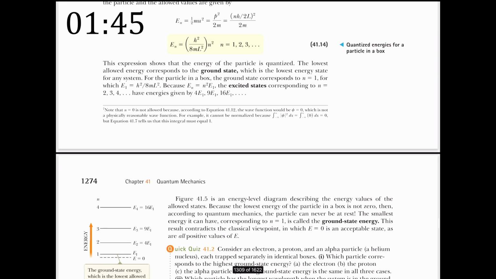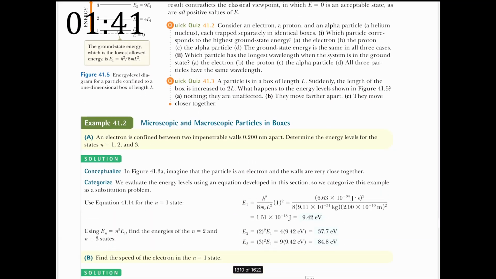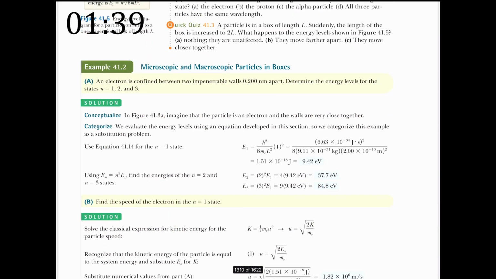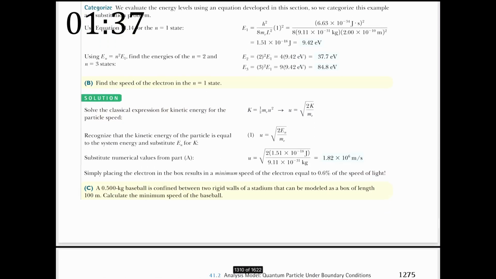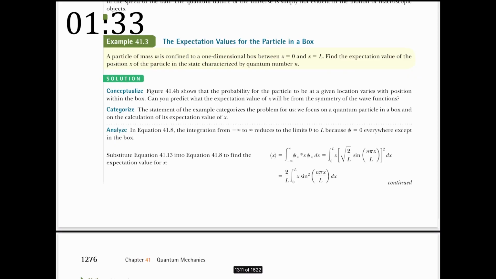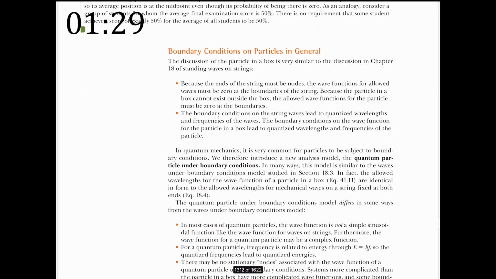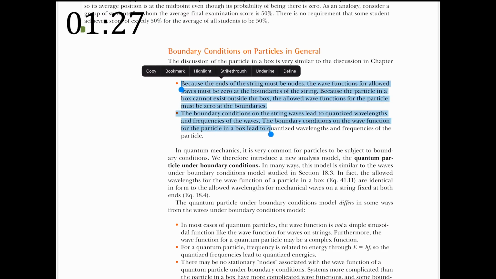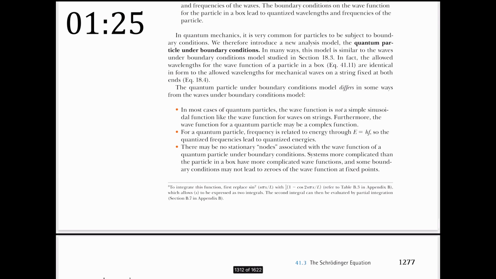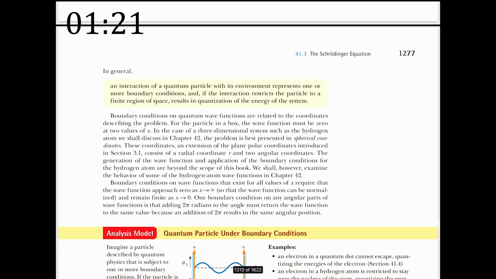Pretty interesting. We've got another interesting equation, quantized energies for a particle in a box. Cool. Don't worry about how complex these equations look. We're going to keep pushing through microscopic and macroscopic particles in boxes. Cool. Some examples: expectation values for the particle in a box. All right, boundary conditions on particles in general. And we have two little orange bullet points here, and a few more bullet points here. I'm going to keep that in mind.